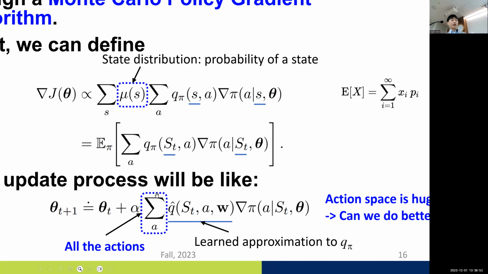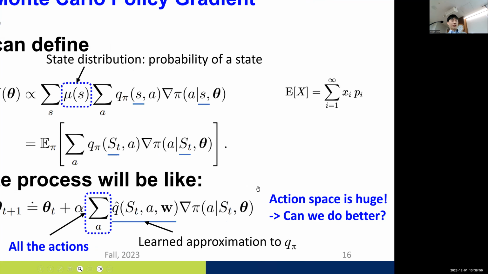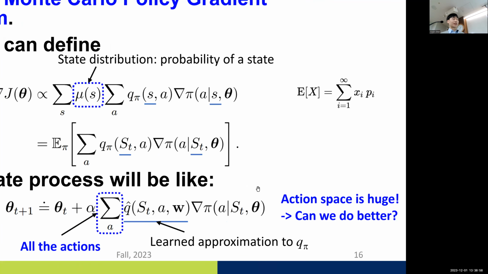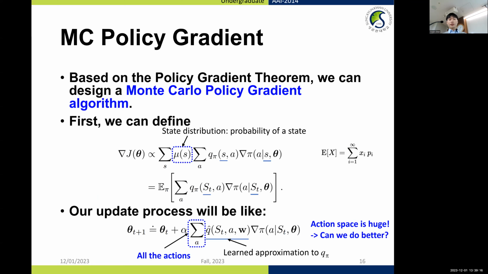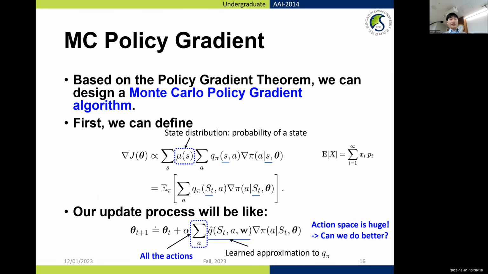But the thing is that when we look at this shape, you need to sum over all the actions. Most of the time when we deal with real world problems, the action space is huge. So we want to do better. Also, this Q hat here is the approximation to the Q pi, the target action value. Okay. So can we do better? Actually, we can do a further extension if we look at the shape here.